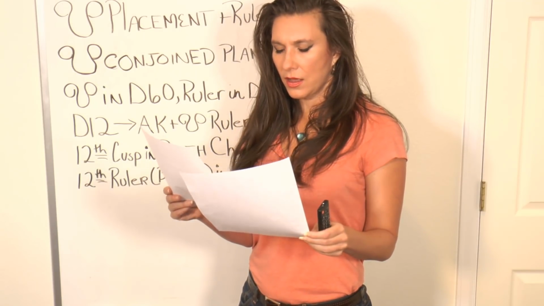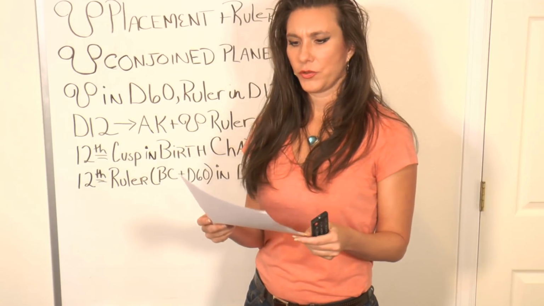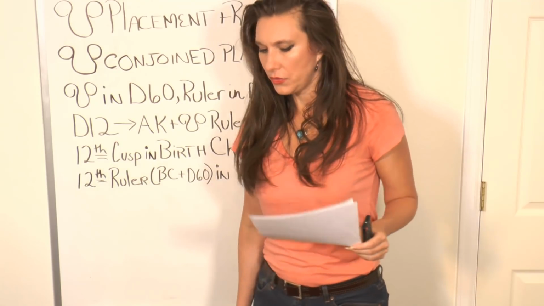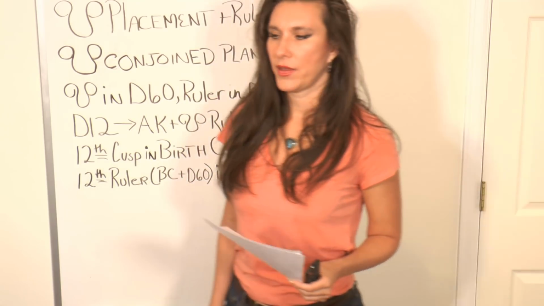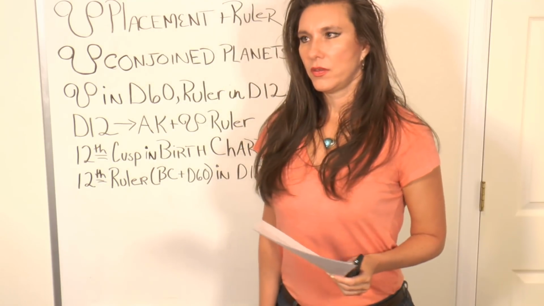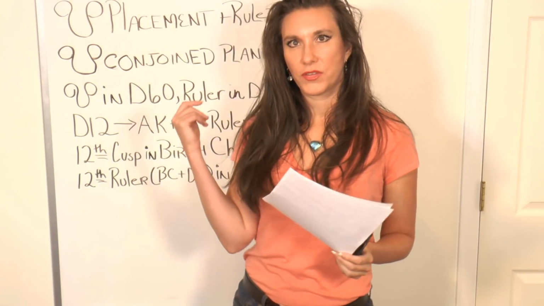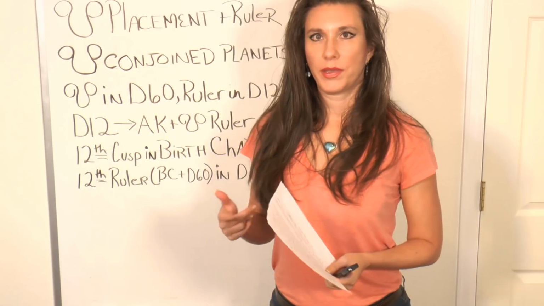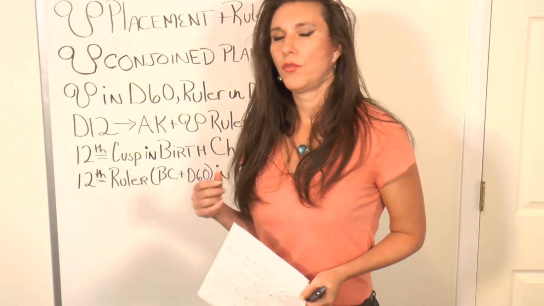And then Ketu in Moksha. This is a really interesting one. So these are water houses. And the water houses are the 4th, which is Cancer, the 8th, which is Scorpio, and the 12th, which is Pisces.